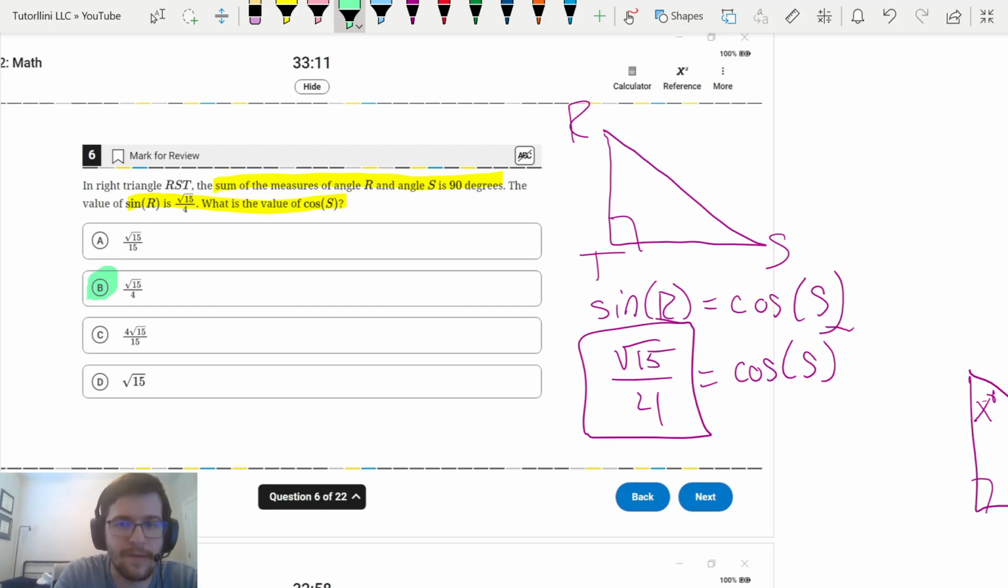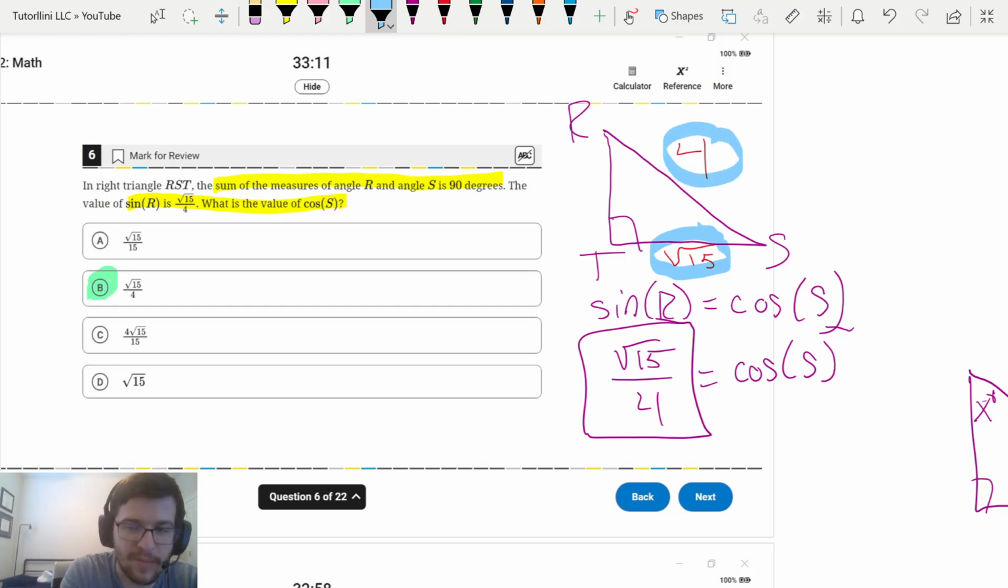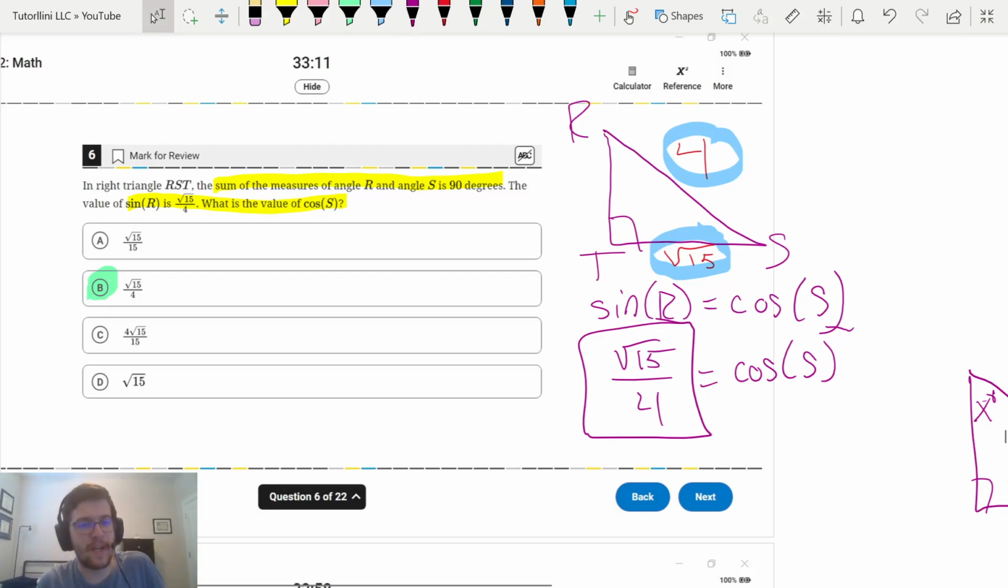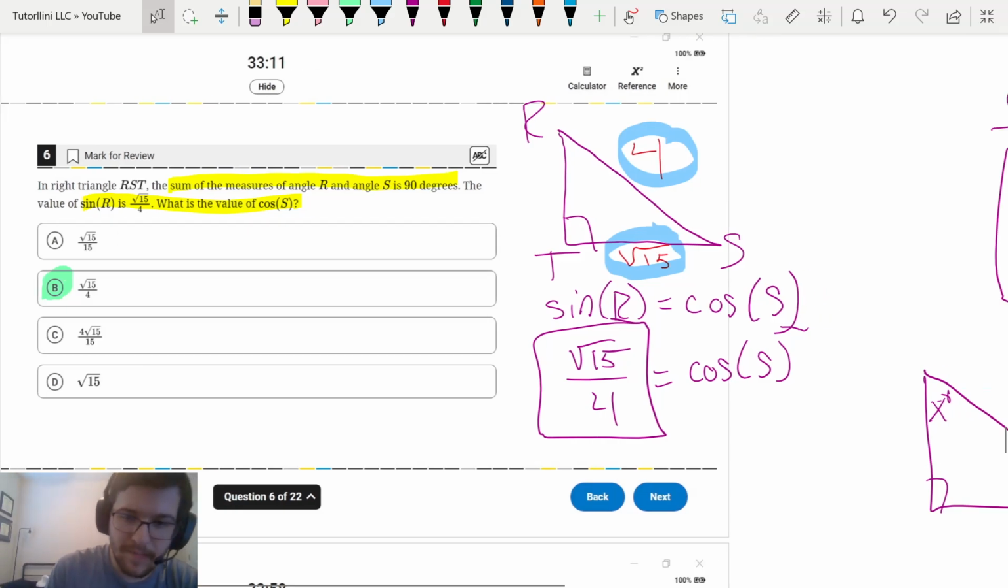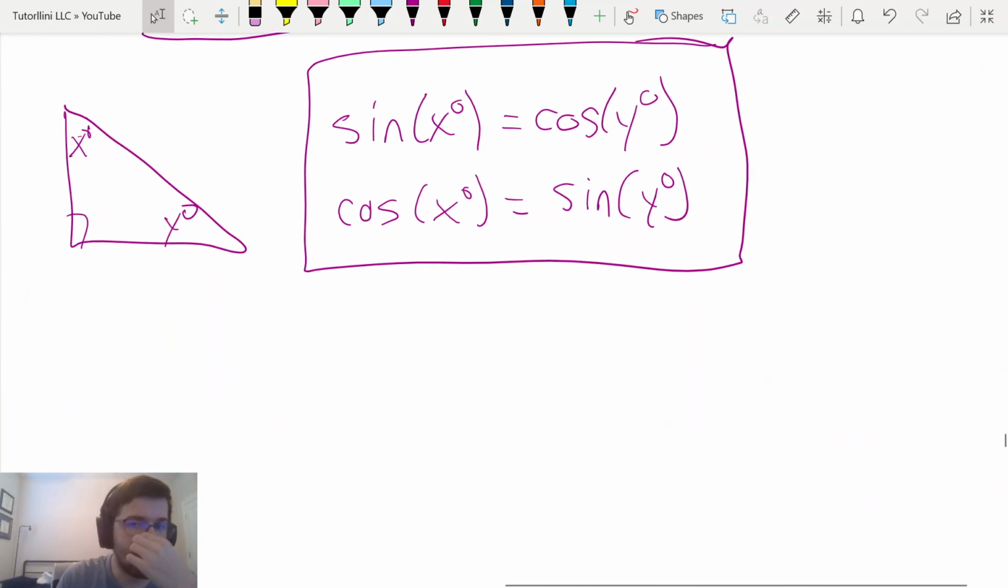You also could have labeled the triangle using SOHCAHTOA. So like sine of R, so this would be root 15, and the hypotenuse would be 4, and then cosine of S, and then you would do adjacent over hypotenuse. But you see, that's like a lot more work, right? So it's much faster if you can recognize that they're testing you on co-function identities. Okay, one more thing before we move on. A really common way that they test you on this is they'll do something like this.